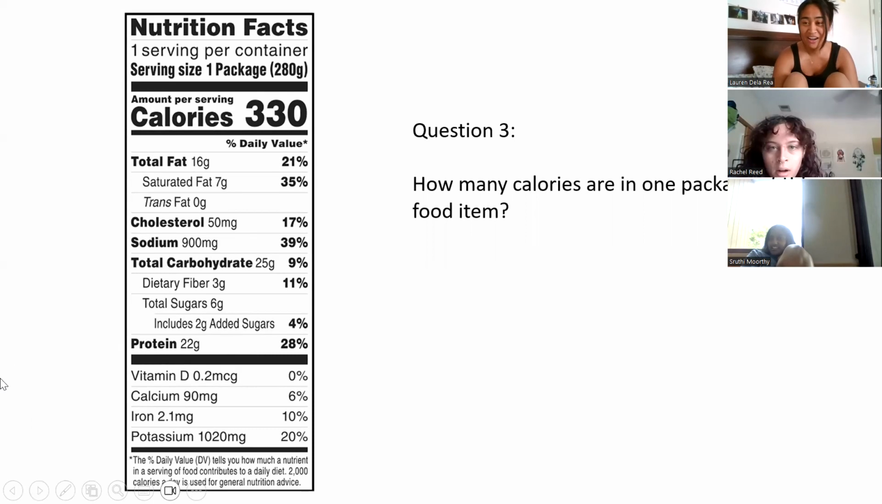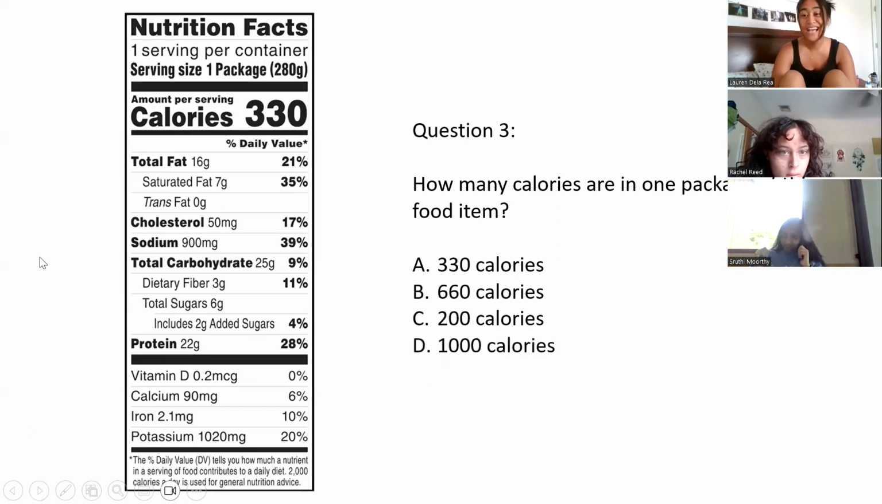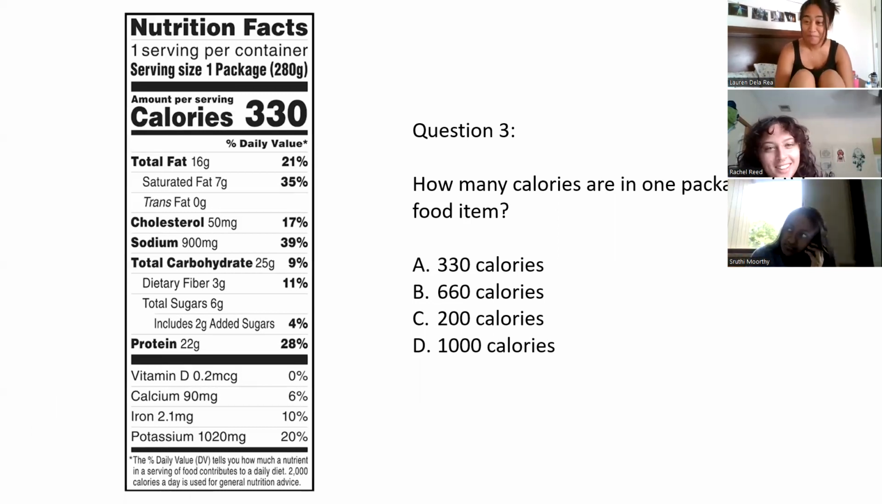How many calories are in one package of this food item? For this, you may want to look at the serving size as well as the calories. You might have to do some mental math, depending on the serving size and the calories. So for your answers, you have 330 calories, 660 calories, 200 calories, or 1,000 calories. Okay, well, I'm gonna go with A, 330.